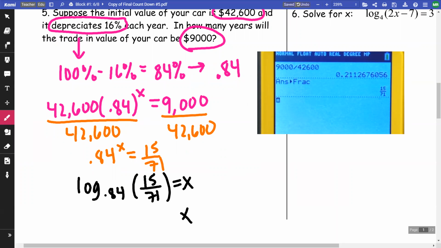So alpha window number 5. So 0.84 of 15 over 71. And I get that it's going to happen in 8.92 years.